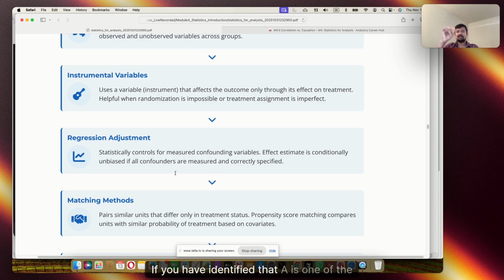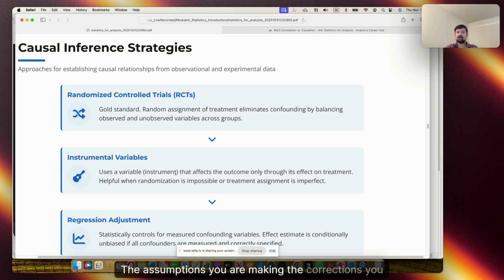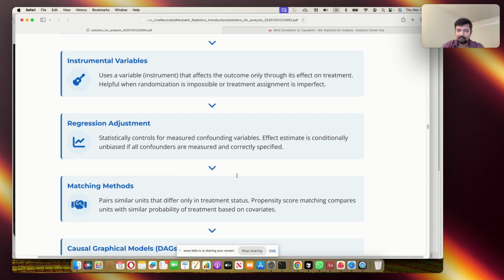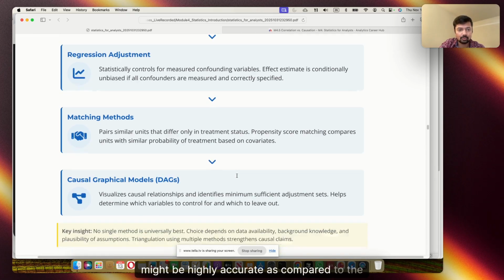If you have identified that age is one of the confounders in predicting heart disease from coffee consumption, if you measured it in the data, and if you used it to correct the data, then the assumptions you are making, the corrections you are making, might be highly accurate as compared to the others.